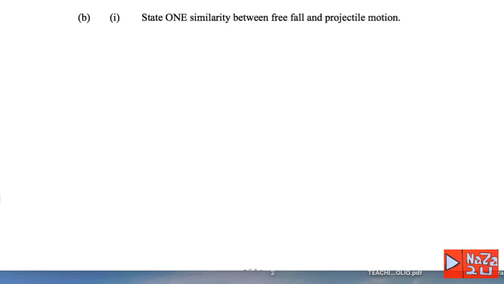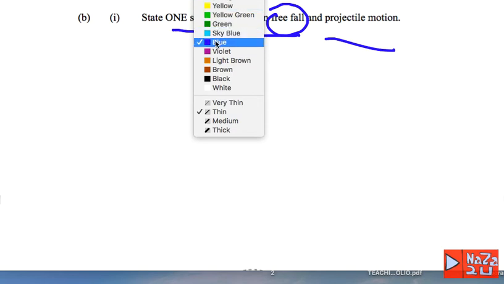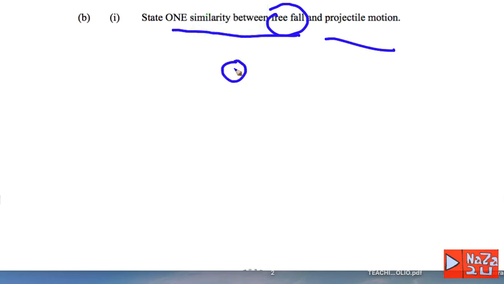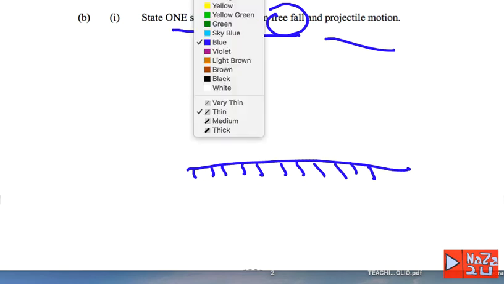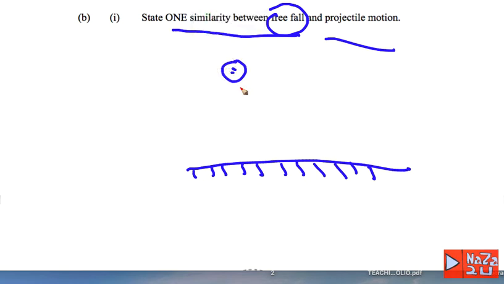Next, question B: state one similarity between free fall and projectile motion. If you draw the diagram for free fall, let's say you have an object, or a ball, and this is the ground surface. You release the ball from rest, and the ball moves downward. So this is free fall.